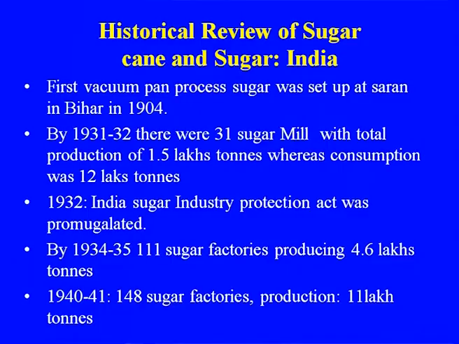In 1932, the India Sugar Industry Protection Act was promulgated, and by 1934-35, 111 sugar factories producing 4.6 lakh tons of sugar came into existence. In 1940-41, there were around 148 sugar factories.